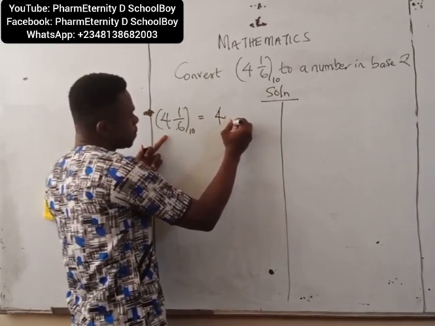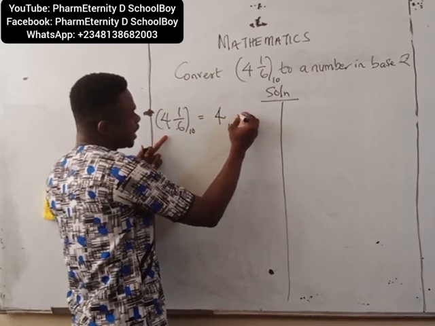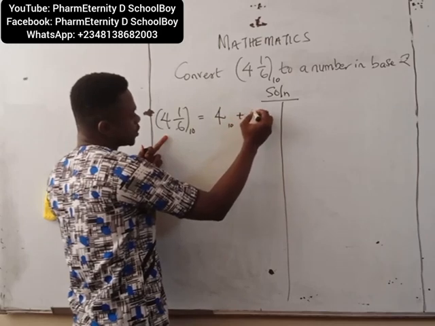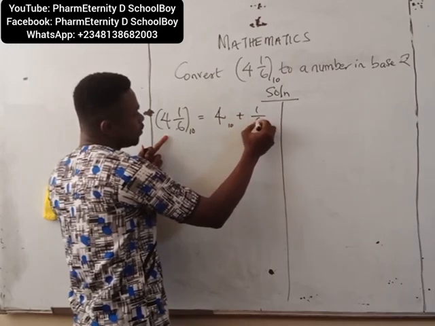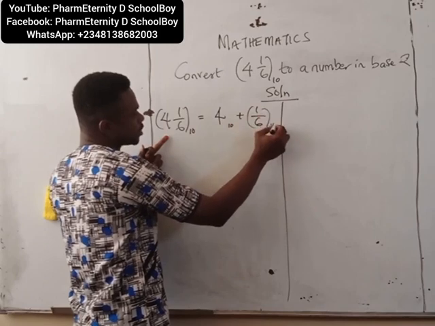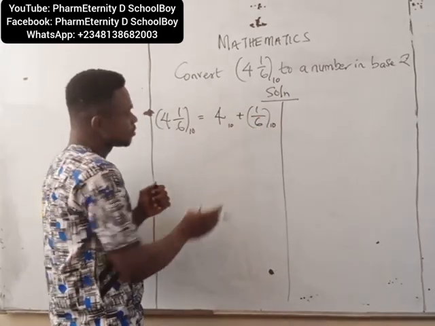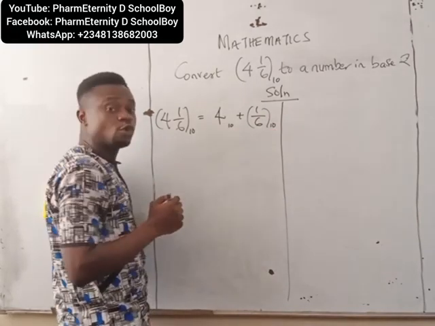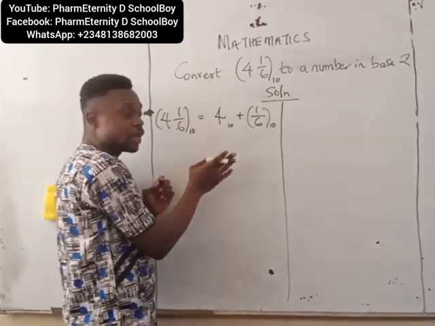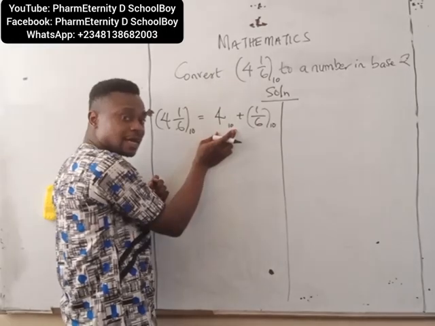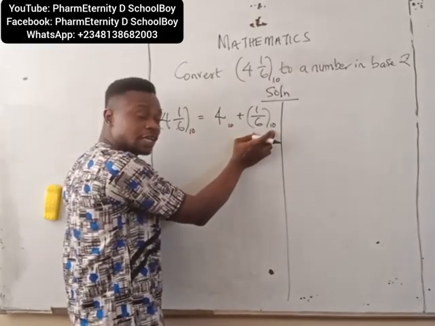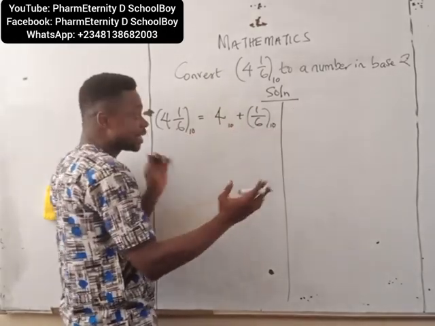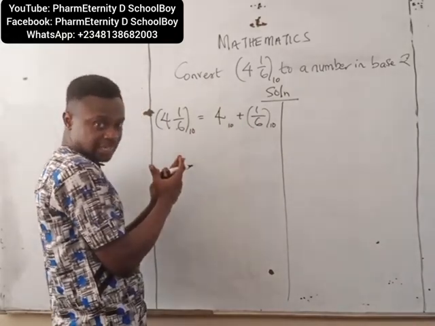So this number is the same as saying 4 in base 10 plus 1/6 in base 10. This is the whole number part and this is the fractional part. So we will tackle them individually. We will take care of the whole number separately and take care of the fractional part separately. Then add everything together.